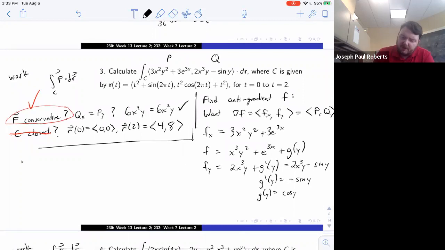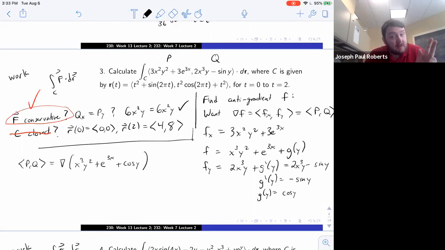Basically, we found that (p, q) is the gradient of the function x cubed y squared plus e to the 3x plus cosine y. And so now is where you should always check it. There's no excuse for getting an incorrect anti-gradient, because you just take the gradient and see if it gives you what you want. The x partial of that is p, and the y partial is q, so we're good.